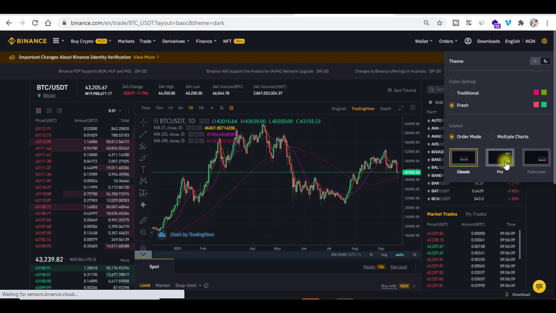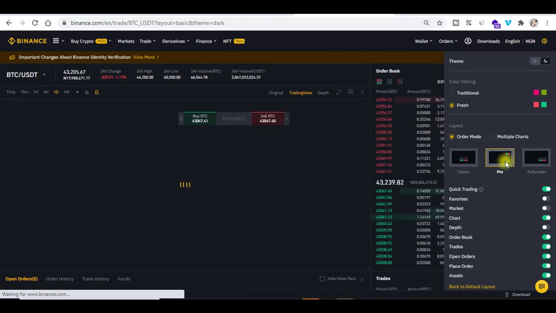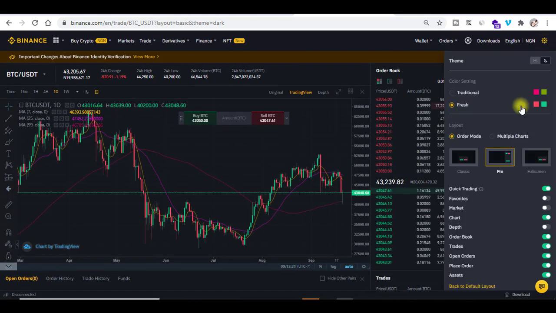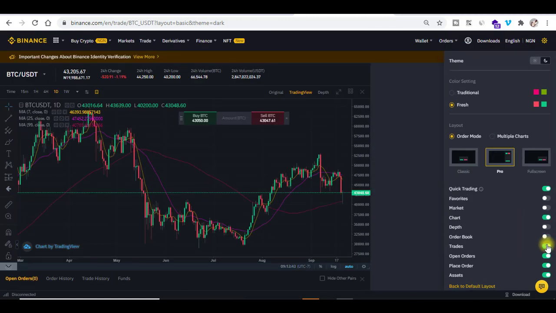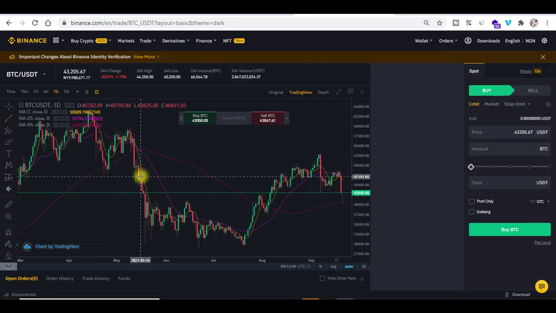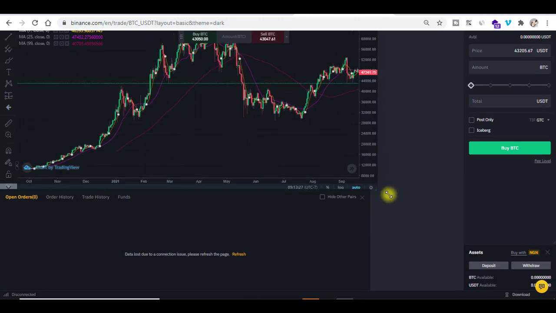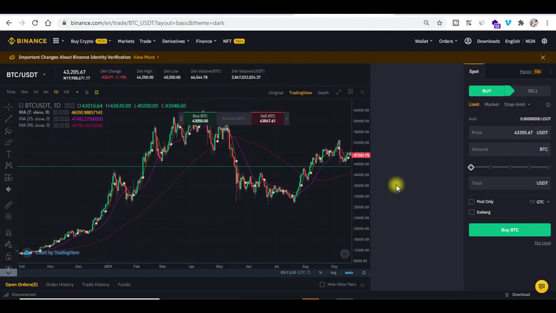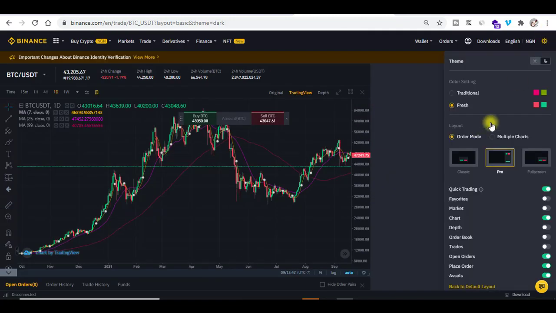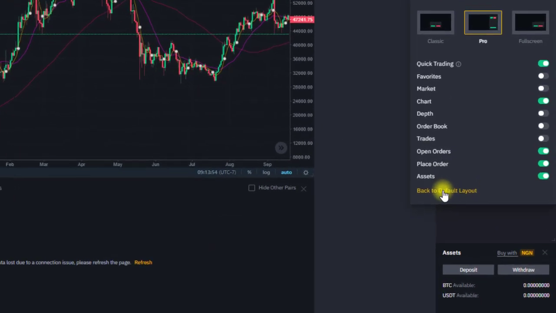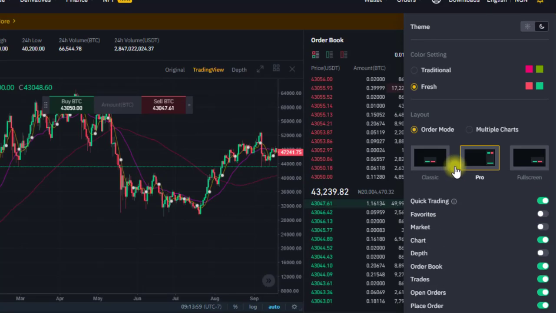And in this video, we continue with the Pro layout. By the way, in Pro layout, you have more options to customize your layout. For example, you can turn off the order book and trade if you don't need them. And you can drag these windows as you can see, or resize them and make them bigger or smaller. And you can go back to the default setting just by clicking here, back to the default layout.